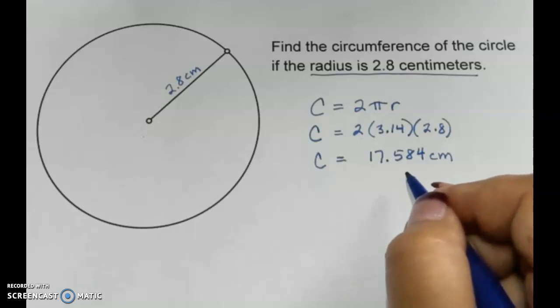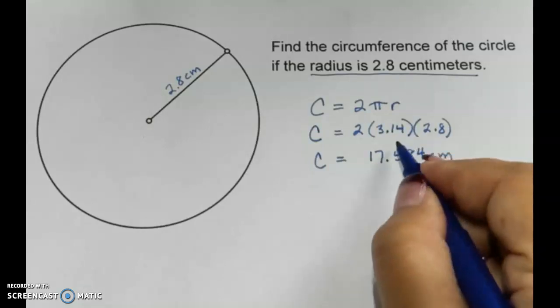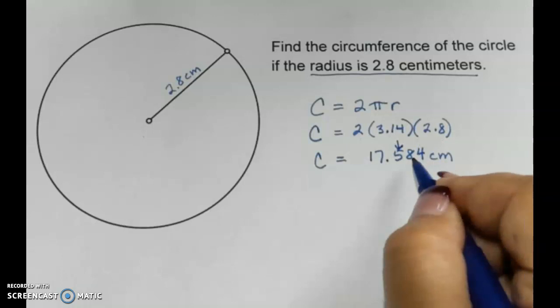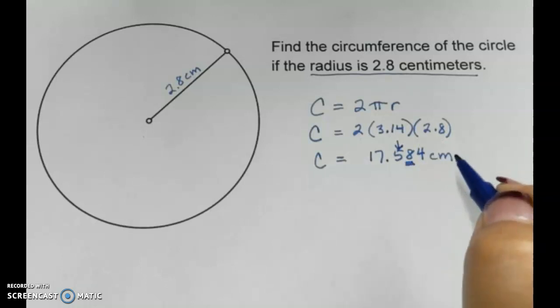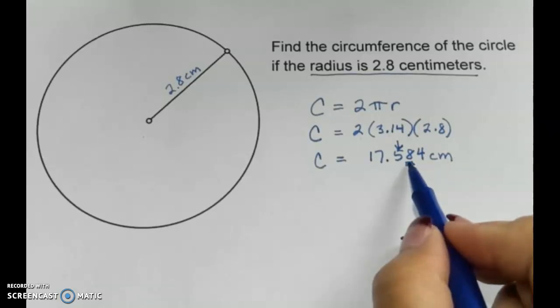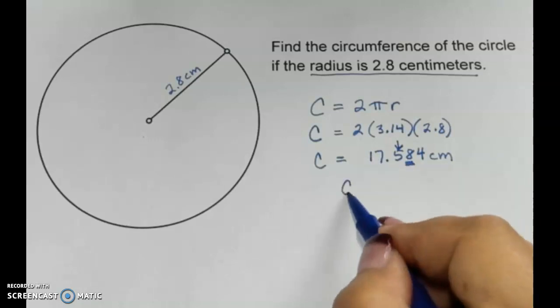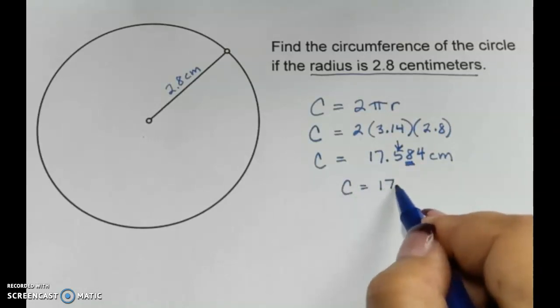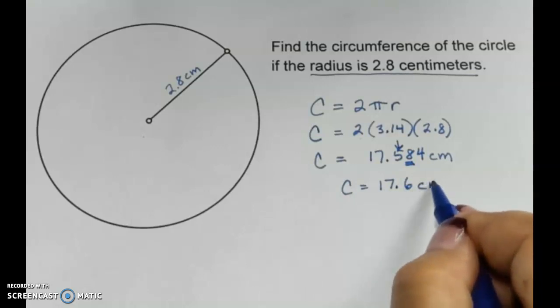Okay, oftentimes we'll be asked to round our answers to the nearest tenths or hundredths. This time let's try rounding to the tenths. The value in the tenths place is a 5, but the value after that place tells us if we should round that 5 up or keep it the same. Because our value after the tenths place is 5 or higher, we will round up and our circumference will be equal to 17.6 centimeters.